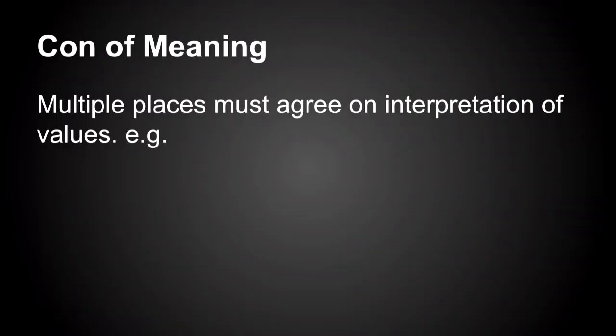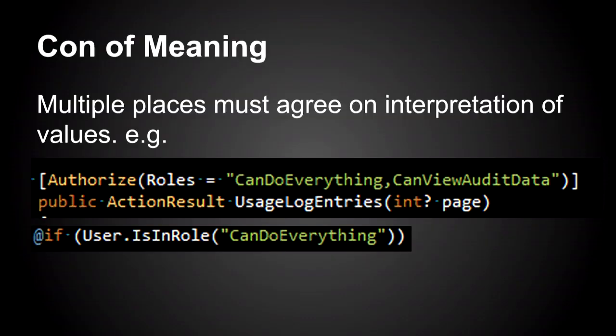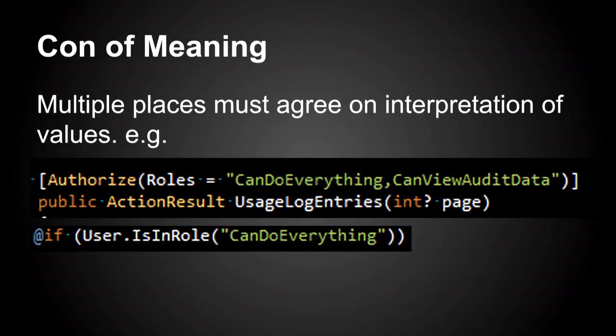So connascence of meaning. Connascence of meaning is where multiple places must agree on the meaning of a value. In our solution, we have this role-based security thing that uses strings to represent roles. So we have this can-do-everything role, and then we annotate it on an action, and then we have some framework enforcement of that role on the way through, and we use it in multiple places. Now, can-do-everything, as it turns out, doesn't actually mean can-do-everything. It means can-do most things, apart from some things. We'd like to rename this, but if we do, we have to change every occurrence of that string throughout the whole solution, or the code is not going to be correct, so they're connascent.